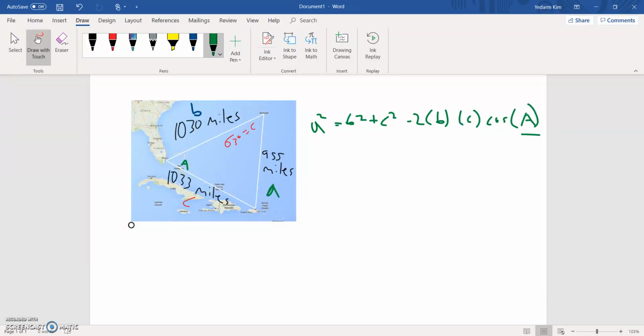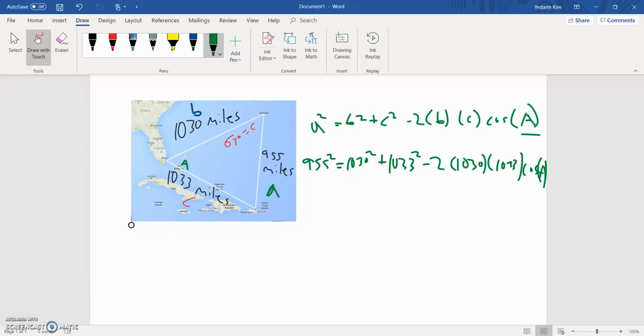So now we just plug in the numbers, which will be 955 squared is equal to 1030 squared plus 1033 squared minus 2 times 1030 times 1033 cosine of A. Now, to make it easier, I'll just simplify. I'll just plug it into the calculator.